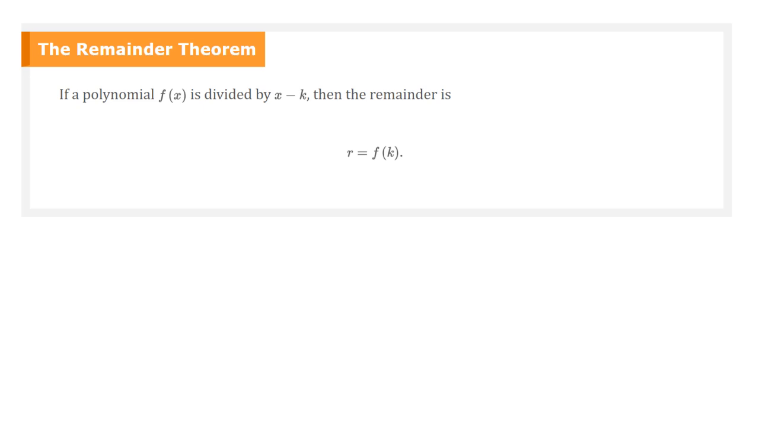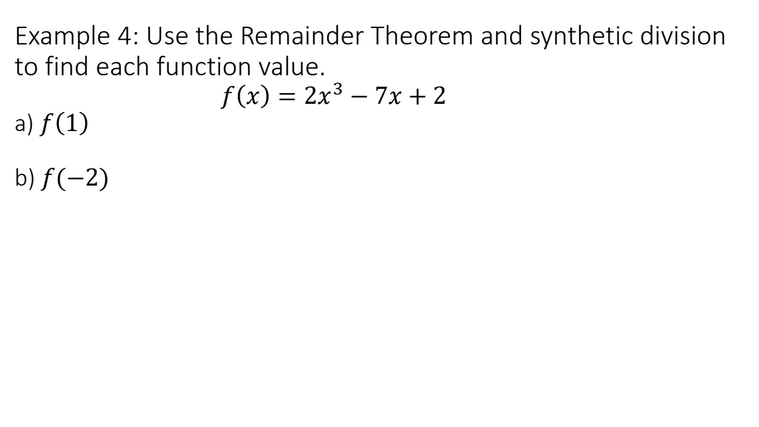Okay, so let me give you an example of how to use the remainder theorem and synthetic division to find function values. For instance, I want to find out if 1, and again, this would be my k, what happens when I plug in 1 to this function. If I get a number, that means that's the remainder. Now, if my answer is 0, then that means this k value is completely divisible with this dividend. Okay, so let's try it.